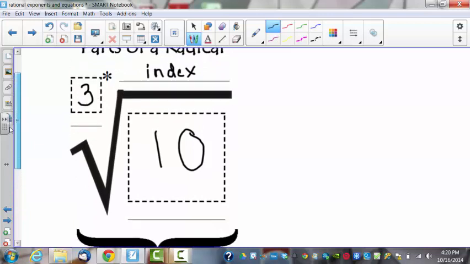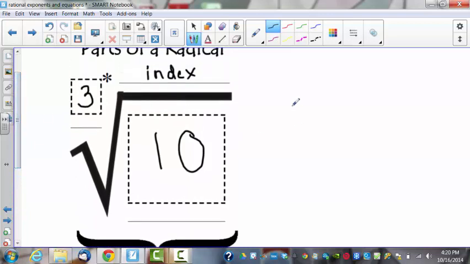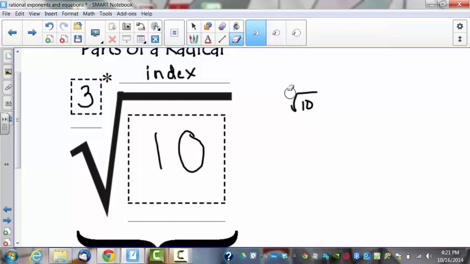Now, if the index is not written, it is automatically a 2. So if you have, say, the radical of 10, then it's just assumed that this number is 2 and this is the square root of 10. Normally if it's a square root, we don't need to put a 2 here. But if it's anything other than the square root, then we need the number to let us know what root we're going to take of the number which is inside the radical. So this would be the cube root of 10. If a 4 was here, that would be the fourth root of 10.